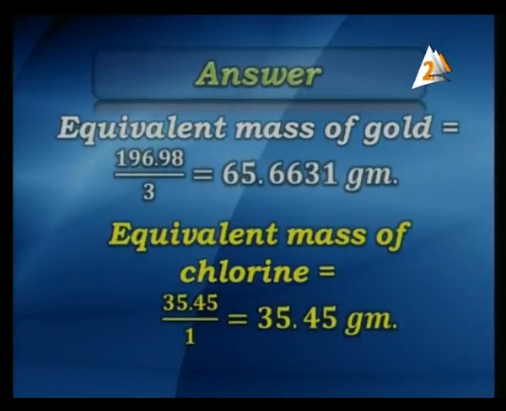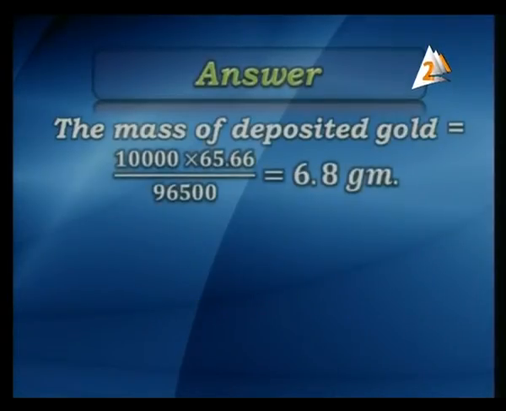Now, what do you have after that? Is this the whole answer? No. Find the answer now. We must write the rule for each of these parts to get the equivalent masses. Here we have the mass of deposited gold equal to 10,000 times 65.66 divided by 96,500, which is 1 Faraday. So the answer is 6.8 grams.